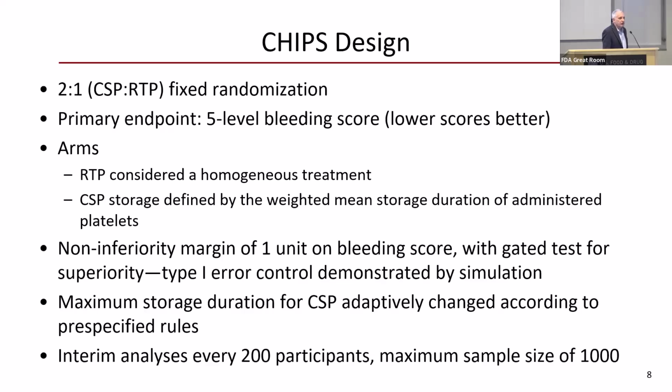It's a non-inferiority trial because the advantages in terms of the ability to store the platelets mean that this would be an important part of our options for treating these patients, even if they were not quite as effective as room temperature platelets, and the non-inferiority margin is 1 unit on the bleeding score, and we're going to demonstrate type 1 error control through simulation. We're going to have some adaptive rules for changing the maximum storage duration of cold stored platelets as the trial progresses, and the trial is designed with a fixed maximum sample size of 1,000 patients, with interim analyses after every 200 patients. That's the overall structure.